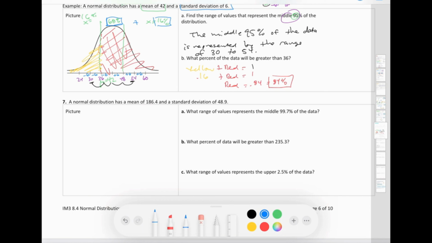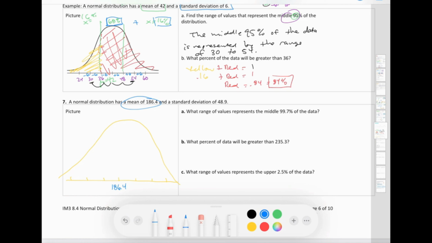Alright, here is my normal distribution curve. That's the middle. 1, 2 standard deviations, 3 standard deviations away. My mean is 186.4. And this is going to be fun. You have a standard deviation of 48.9.